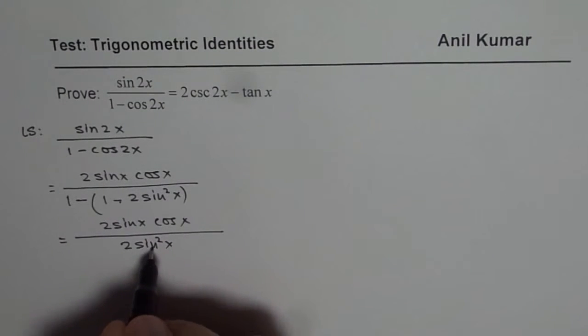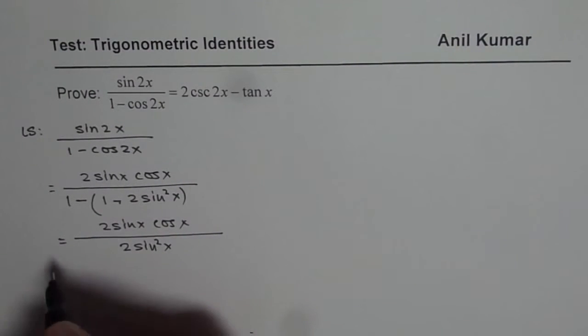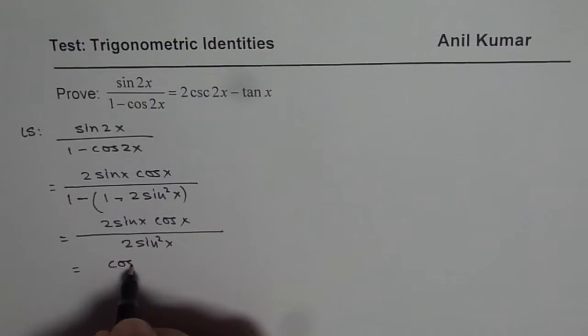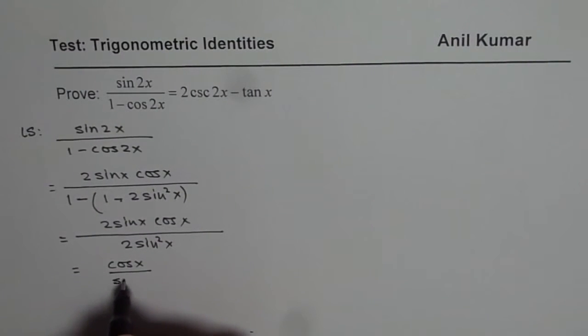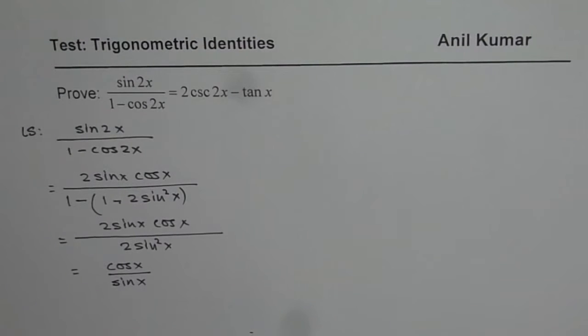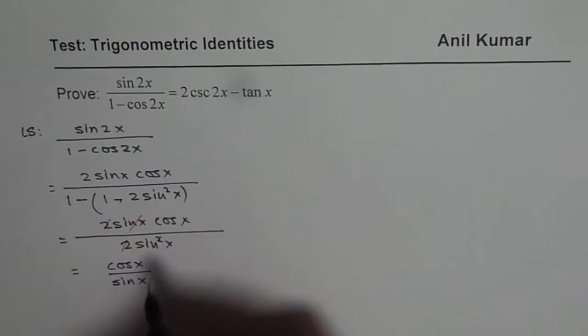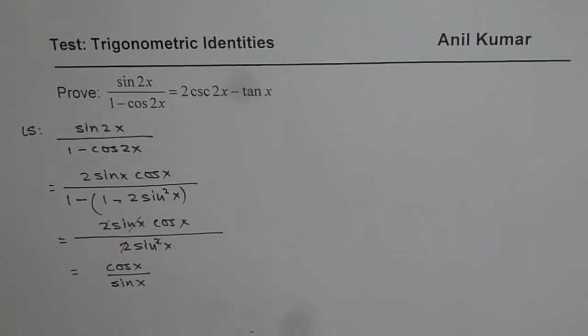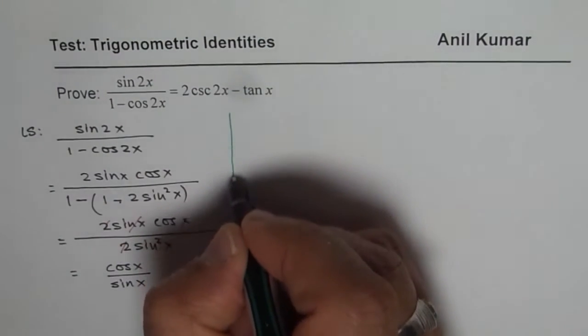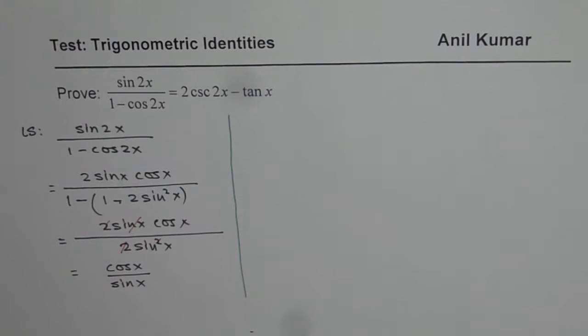2 sin x and 2 sin x cancel, correct? So you are left with cos x over sin x, right, which is cot x. So let me write cos x over sin x. So at this stage we cancel 2 and 2 and sin x with sin x. So on the left side we have simplified to the bare minimum, which is cot x. Do you see that? Now let's begin with the right side.